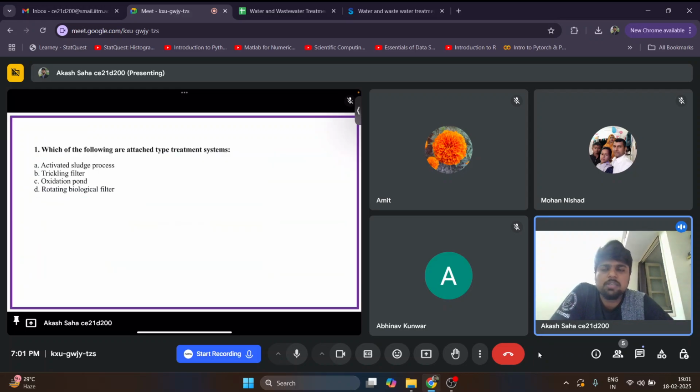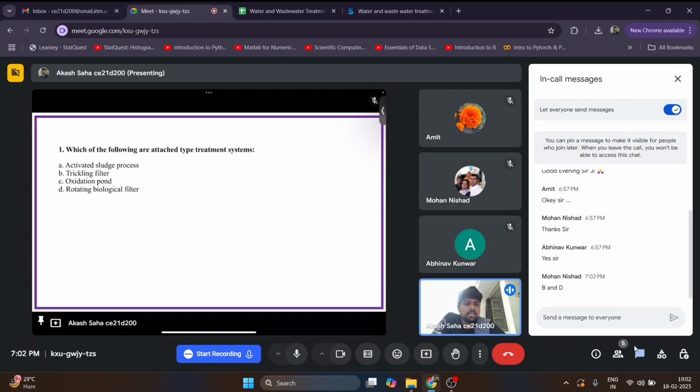So the first question says, which of the following are attached type of treatment system? We have the activated sludge process, trickling filter, oxidation pond, and rotating biological filter. So which of them are attached type? In treatment systems, we have two types: suspended and attached type. Here it is asking about attached type. I got one answer, B and D.